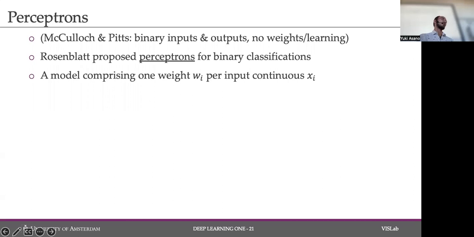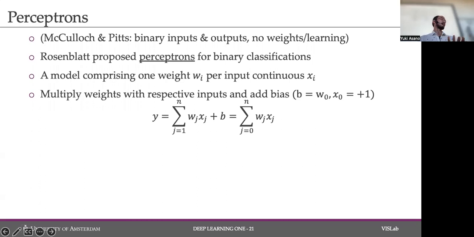And you just multiply the weights with the respective inputs, and you add a bias term. So this is looking exactly like linear regression. It's nothing special. In fact, if you just set your data set to be the first entry is +1, and then W takes care of the bias term. So you can literally write this as a linear combination of inputs. Nothing special, except that you then add something like this.